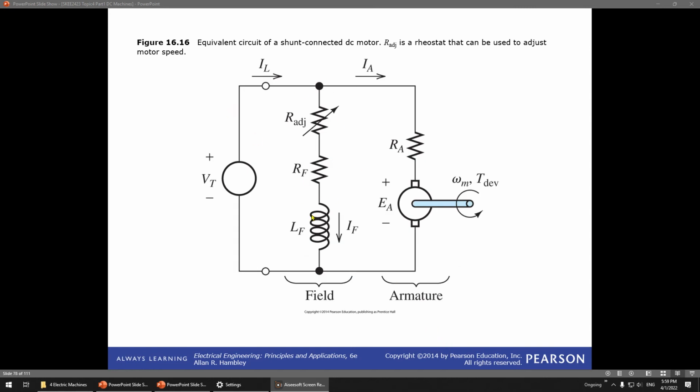So for shunt, if you vary the voltage here, it is not suitable because you have the same source to control the field and the EA. So if you use the voltage source variation, it will not have too much effect. That is the limitation of the shunt connected if you vary the voltage source.